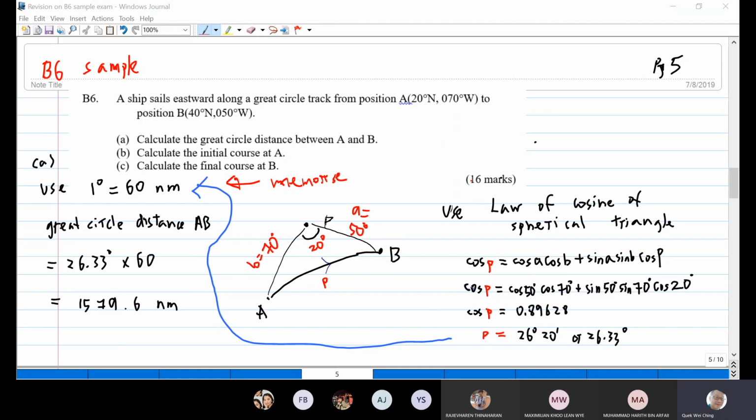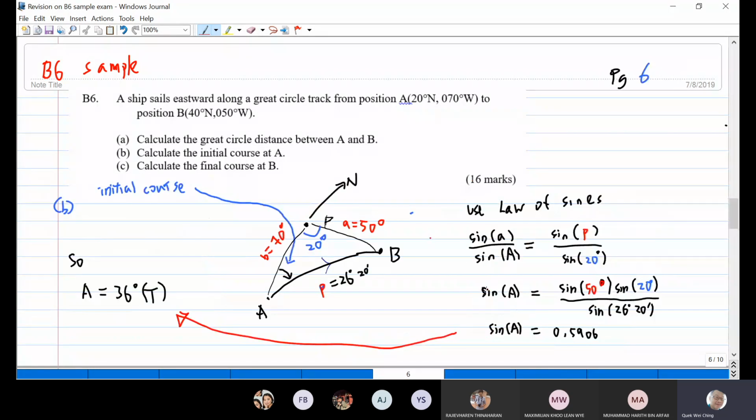So this is just part A only. And so quite long because I split them up into various parts. Okay, now I'm calculating the initial cost of A. So what does it mean initial cost of A? Okay, basically it's bearing now, bearing from A to B.